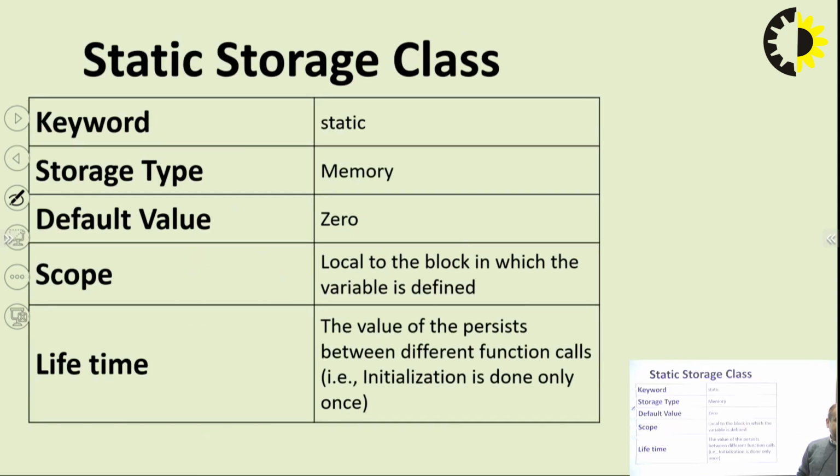Next, third is the static storage class. The keyword used for static storage class is static. Storage type is in the memory, the default or initial value will be 0. Scope is local to the block in which the variable is defined, and lifetime is that the value of the variable will persist between function calls. Initialization is done only once, and it can be used next time, and the value will persist because it has storage type in the memory and the keyword used is static.